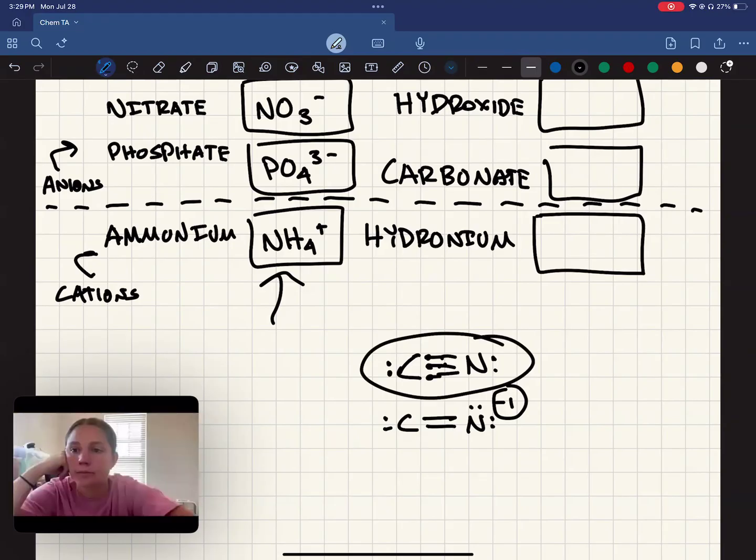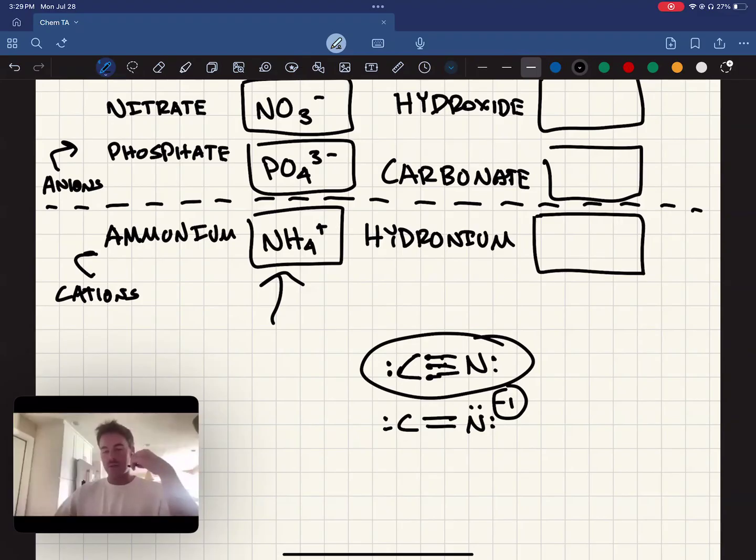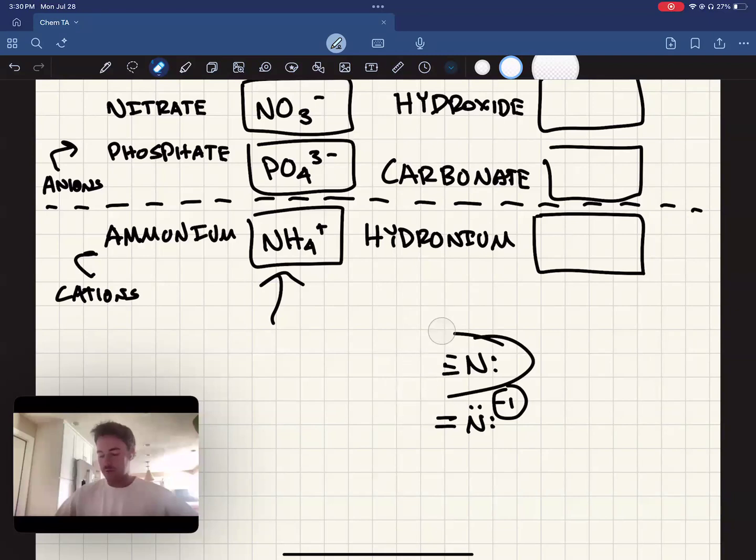And if it does ask you to draw resonance structures, then just play around with the double bonds, make sure you have the right amount of electrons and make sure you're assigning the right formal charges, and then you're fine. So cool. Make sense?